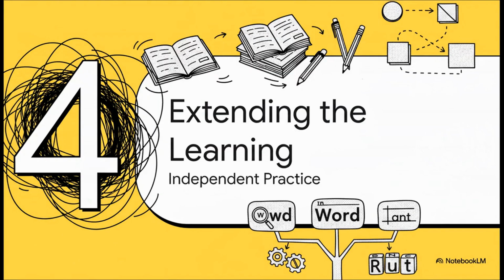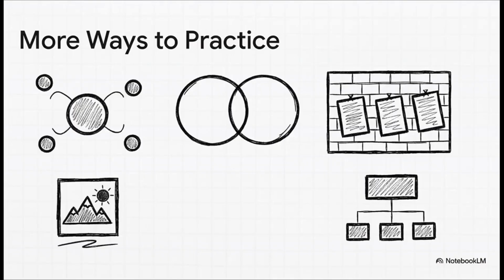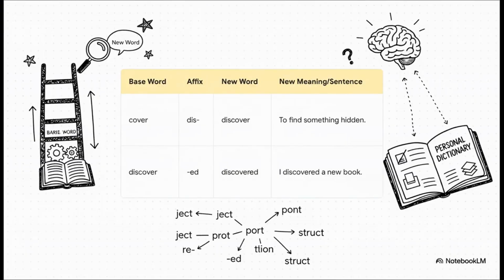It is so important to give students a bunch of different ways to practice this new skill on their own. And here are just a few ideas to get you started. Word maps are fantastic for digging deeper into a word's meaning. A Venn diagram would be perfect for comparing cover and discover. And you could even make an interactive word wall where kids are adding the new words they build all week long. A graphic organizer like this one is an absolute game changer. It really reinforces the step-by-step process of the morphology ladder, and it gives students their own personal dictionary that they can go back and look at. Best of all, it makes their thinking visible, which is what we're always aiming for, right?